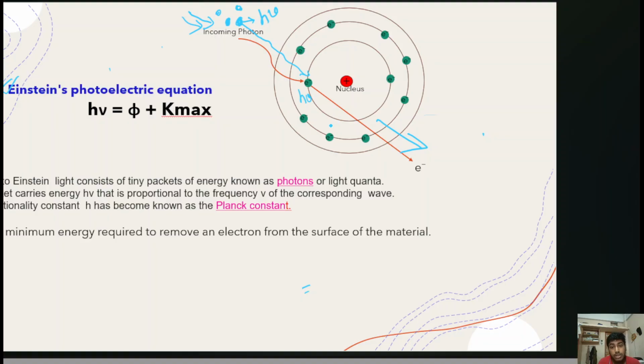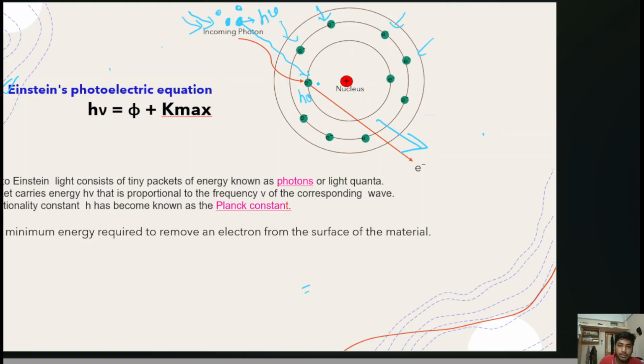Different photons will be incident on different electrons. One photon will interact with only one electron. Three or four photons will not interact with only one electron. It is one electron and one photon.